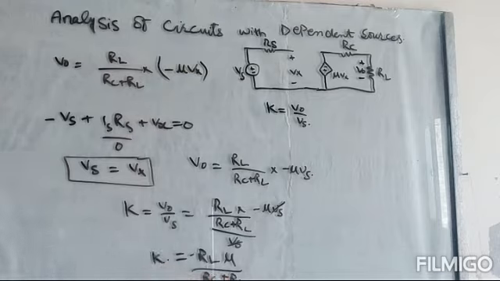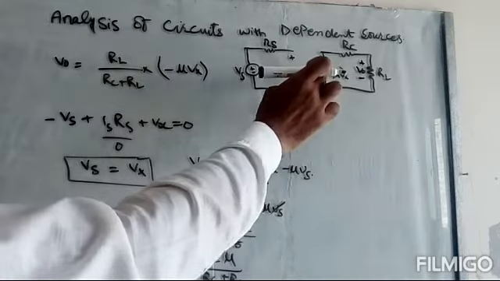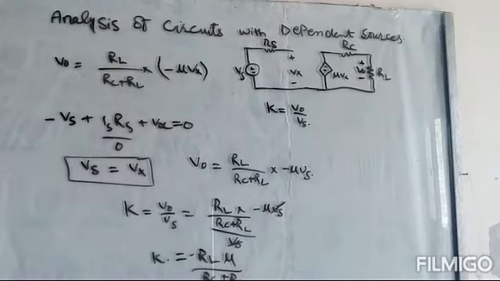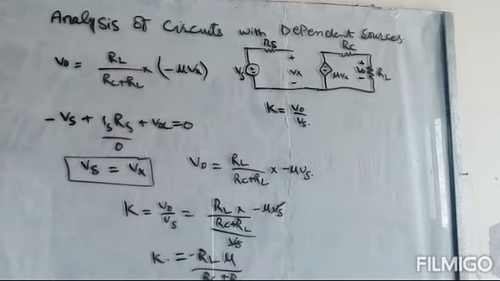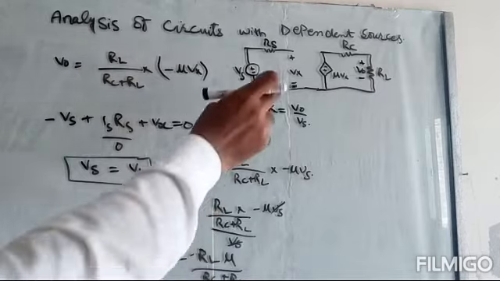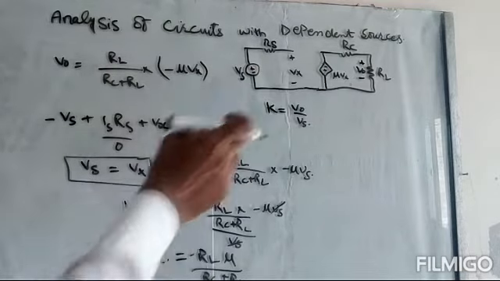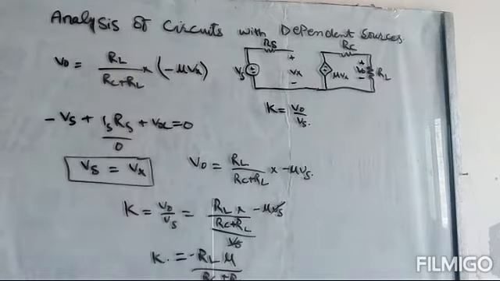So what is the purpose of this dependent source? This dependent source will amplify our input signal Vx or Vs. If the signal is very big, the output will be a very high signal because of this proportionality constant. It can be 1000, 5000 times or 50,000 times. So these circuits are used to amplify our input signals.